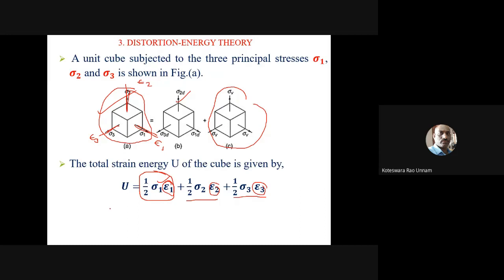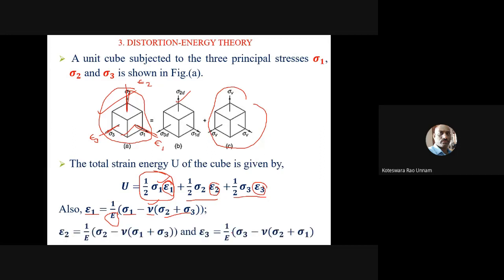Those relations I have shown here. Epsilon 1 is given as 1 by E into (sigma 1 minus mu into (sigma 2 plus sigma 3)), where E is the Young's modulus of the material of this cube and mu is the Poisson's ratio. Similarly I can write for epsilon 2 and epsilon 3 also.